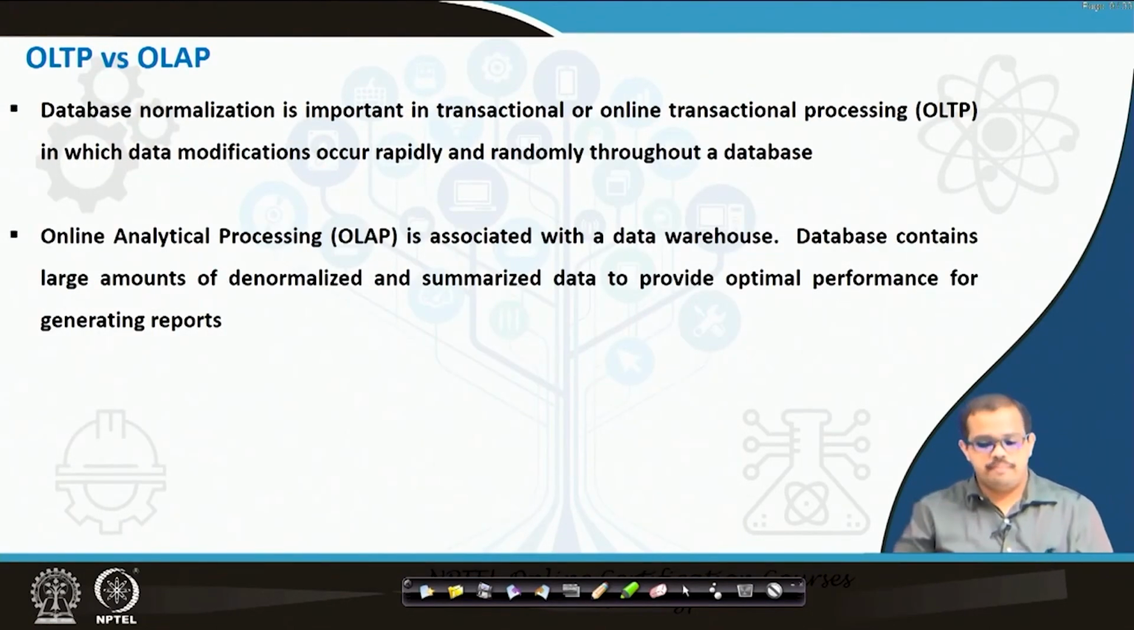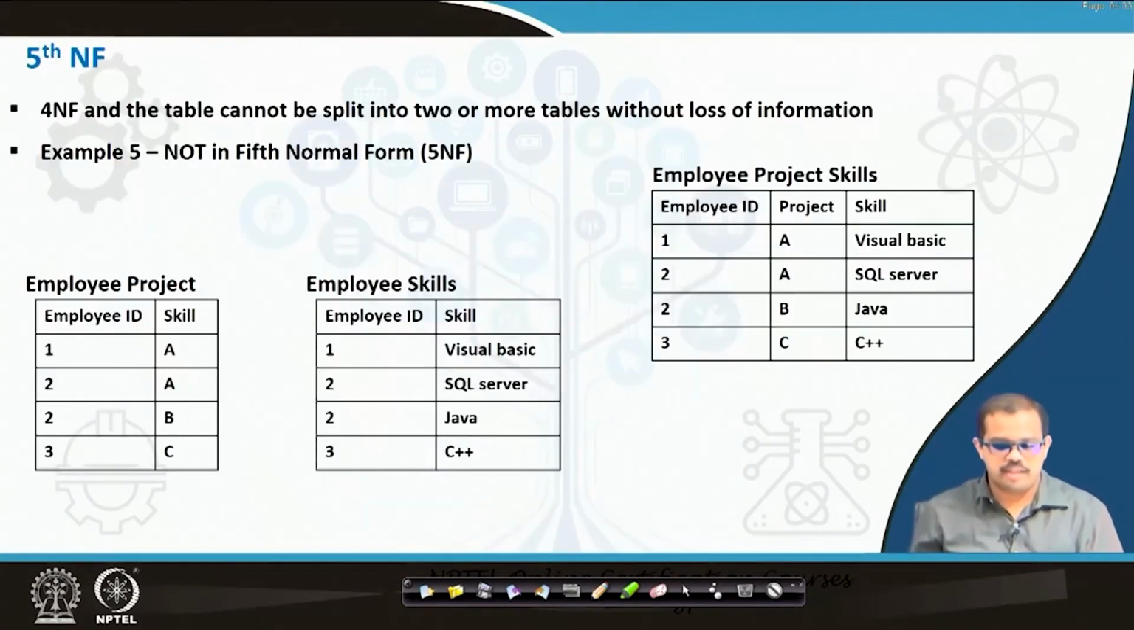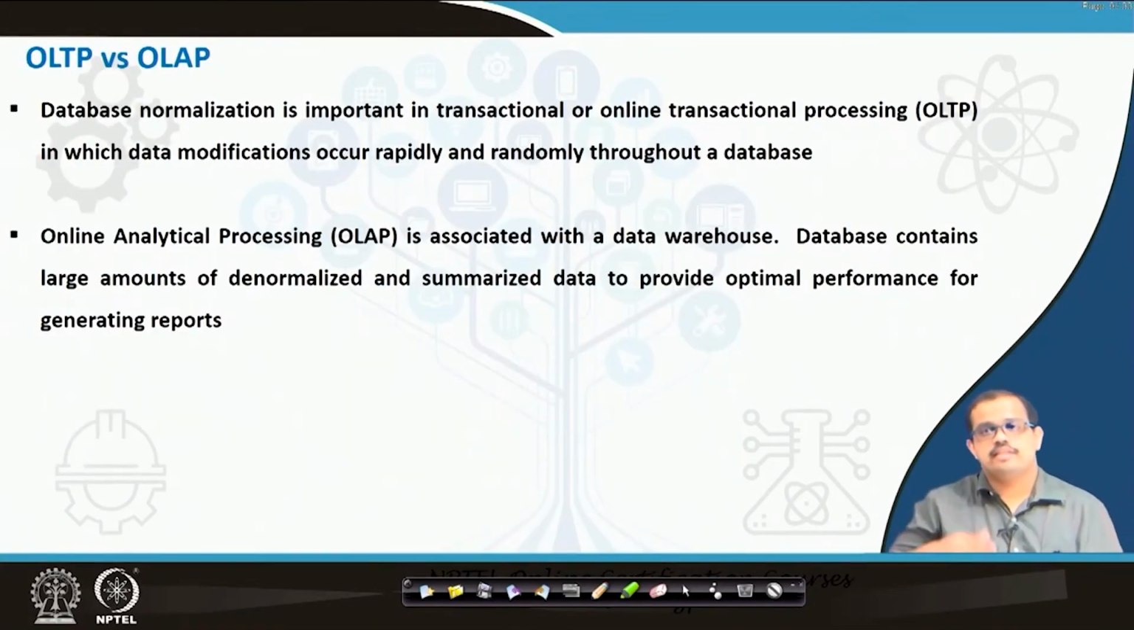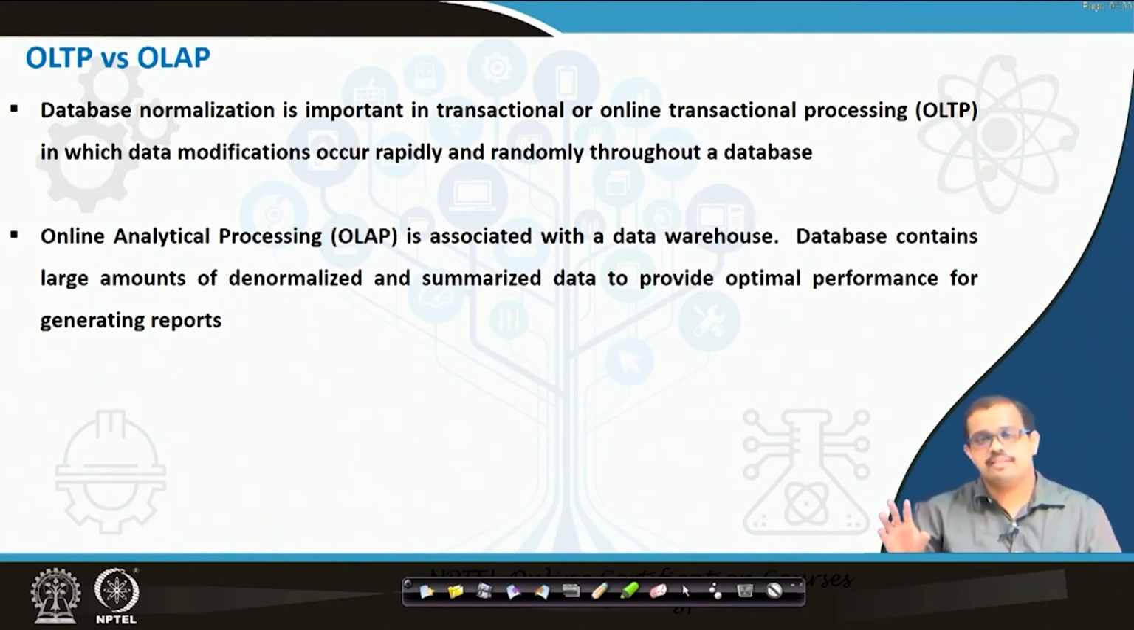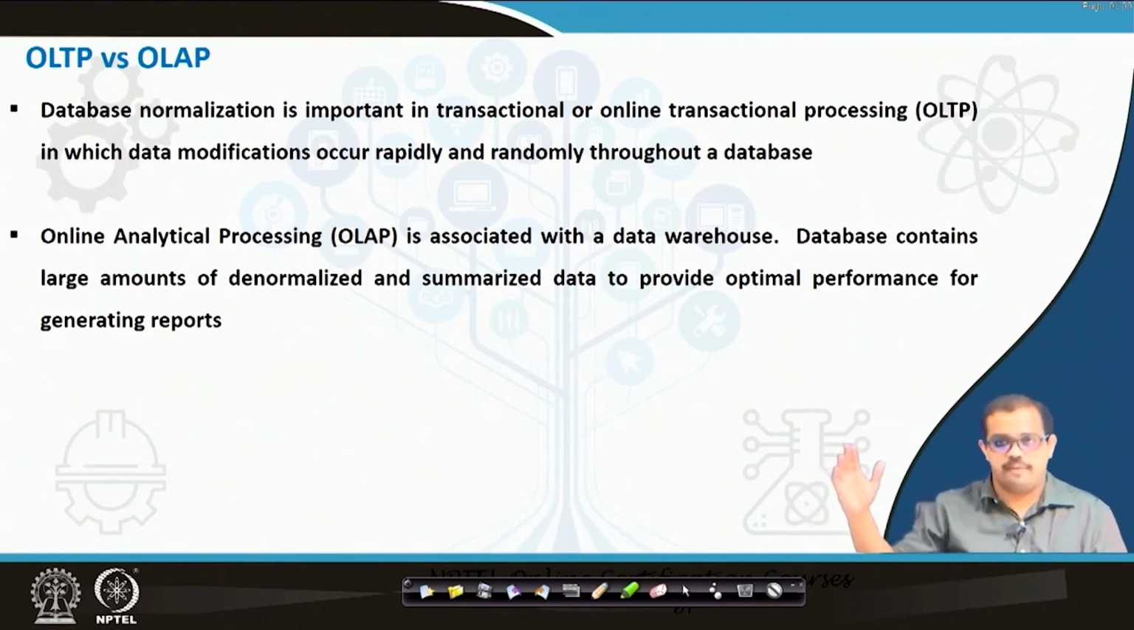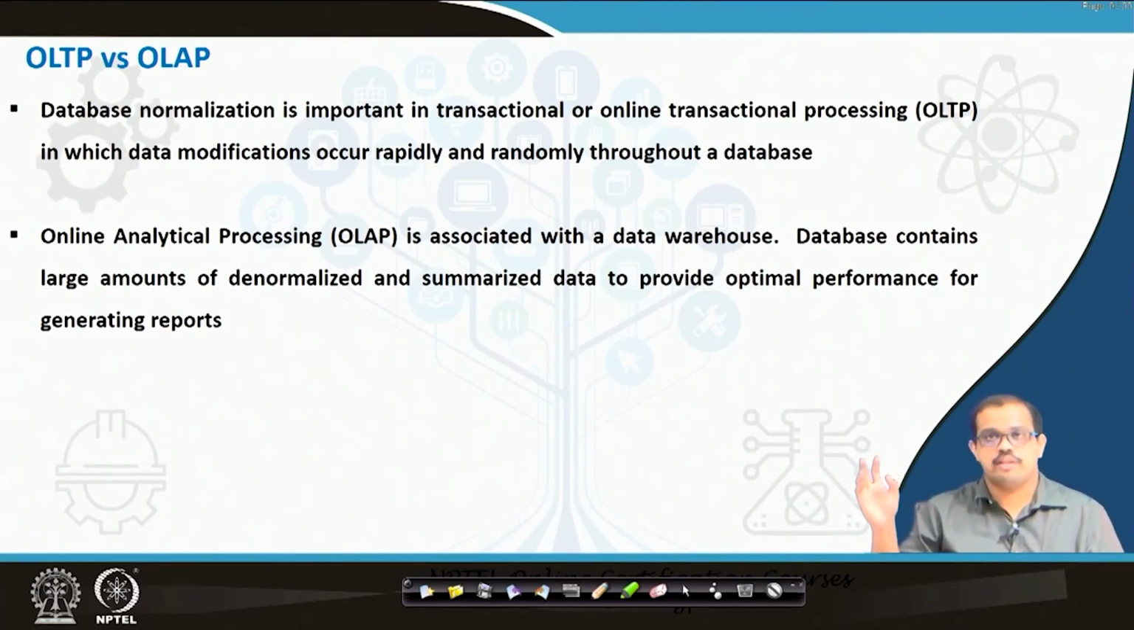Then there is OLTP, okay, this is the same example that I have shown here. Then the terms OLTP versus OLAP. When I say OLTP, it is online transaction processing. So when you are trying to do database normalization, we have to look at whether it is transactional, or online transaction processing. When you say online transaction processing, data modification happens very rapidly and randomly throughout the database. That is called online transaction processing.